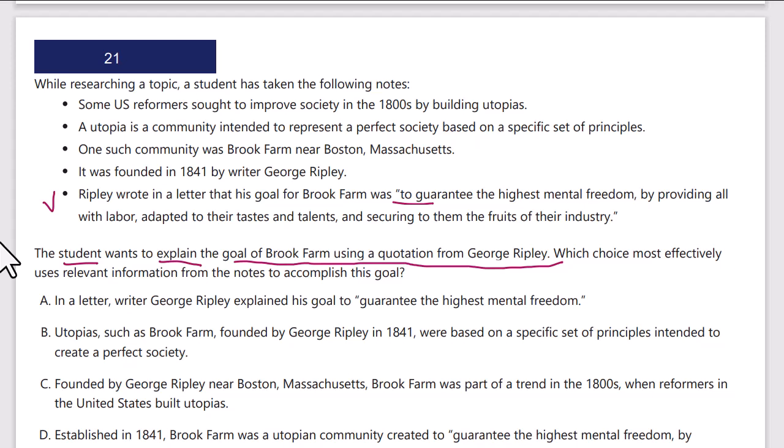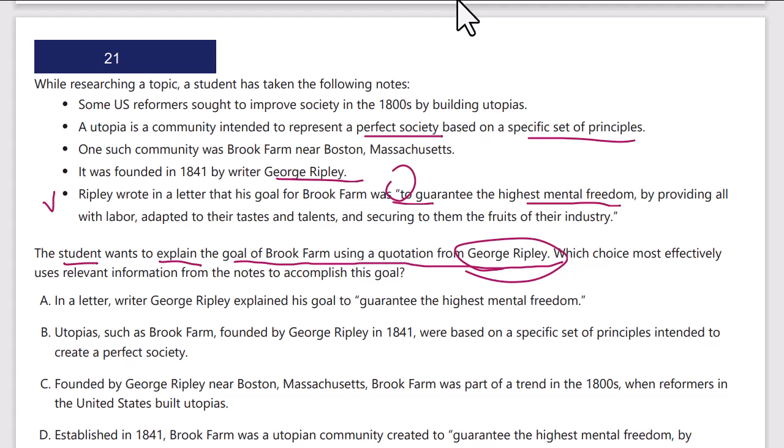Some U.S. reformers sought to improve society in the 1800s by building utopias. A utopia is a community intended to represent a perfect society based on a specific set of principles. One such community was Brook Farm near Boston, Massachusetts. It was founded in 1841 by Ripley. Okay, that's the subject of our question. Ripley wrote in a letter that his goal for Brook Farm, quote, was to guarantee the highest mental freedom.